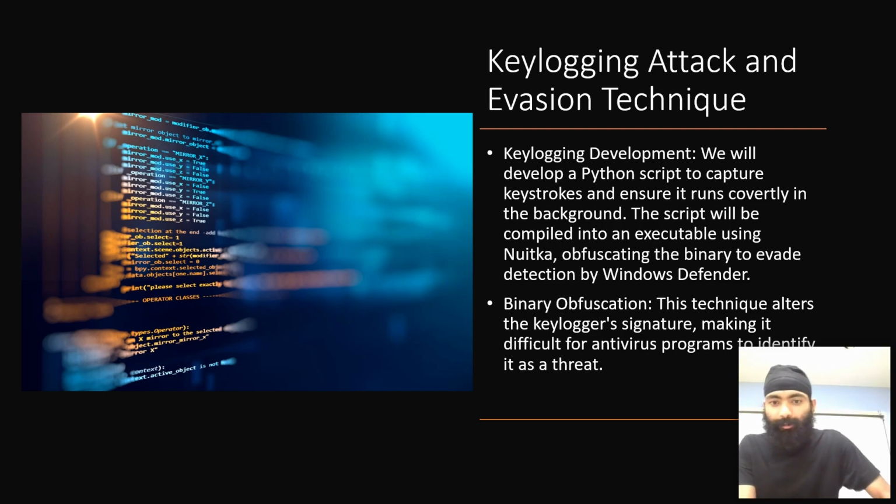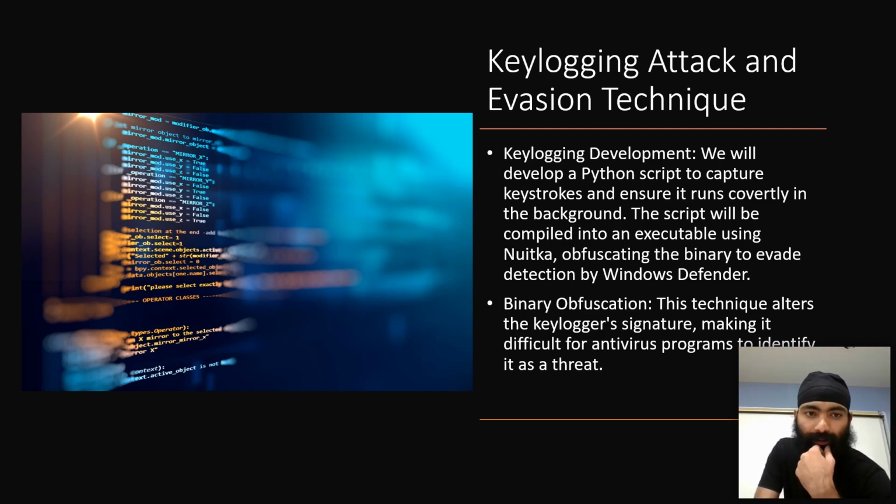So in this slide we will be talking about the keylogging attack and evasion technique. So basically we are focusing on developing a keylogger using Python, as I said before. The keylogger will be designed to run quietly in the background, capturing everything that's been typed on the keyboard. To make it harder to detect, it will be using a tool called NMPT, which converts the Python script into an executable file. This process is known as binary obfuscation, which basically changes the signature of the keylogger, so that it doesn't look like malware to the defender.